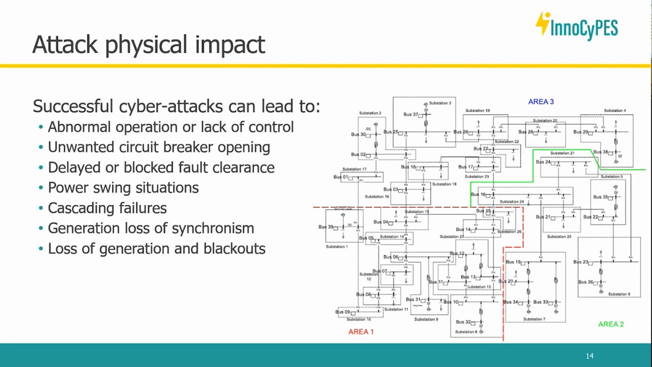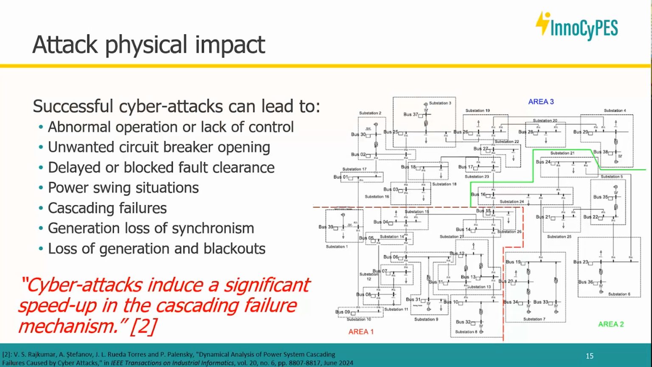This in turn could cause an unwanted circuit breaker opening, or delayed or blocked fault clearance. All of these could also lead to power swing situations and frequency swing situations, which in turn lead to cascading failures. Once one circuit breaker is open, other lines could be overwhelmed and overloaded. That will cause other circuit breakers to open around the grid, and one step after the other, the whole grid could collapse and lead to a generalized blackout.